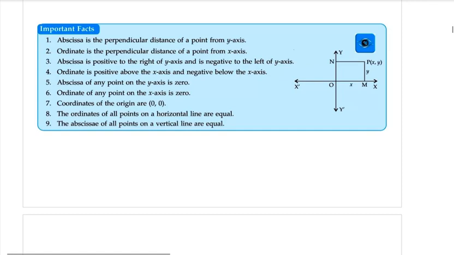Let's do some more important facts based on your coordinate geometry. The first is abscissa.